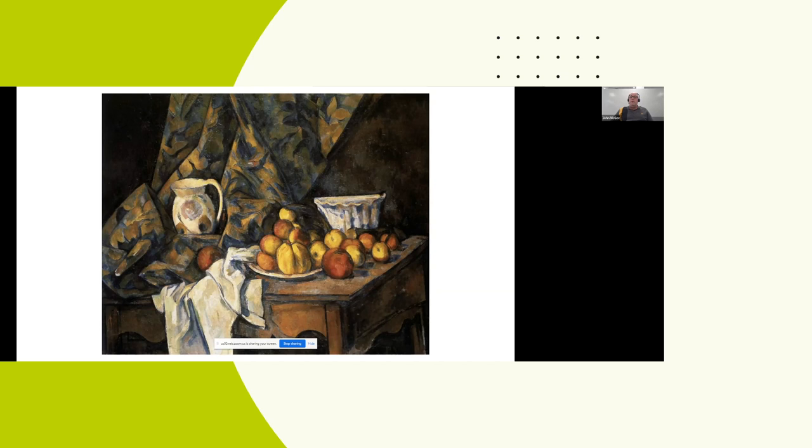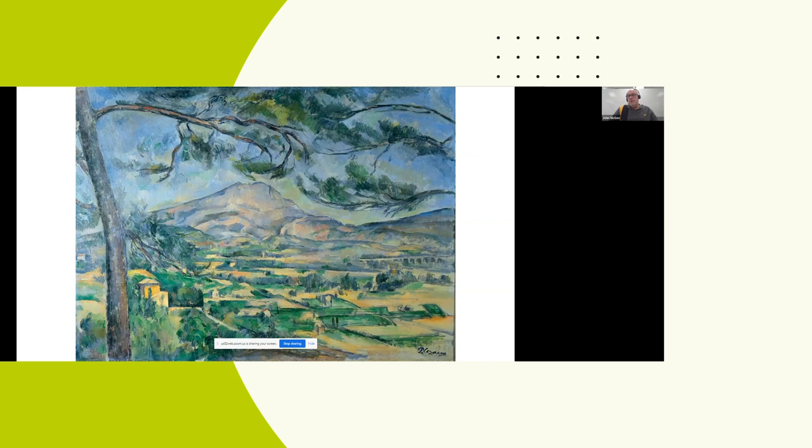So this is another Cézanne, Mount Saint-Victoire with large pine. And you can see the simplification techniques here, especially in the geometric shapes of the fields. As testers, we often use simplification techniques to break down complex requirements so we can test at a lower level. For automation, the simpler or lower down the stack the test is, the easier it is to debug and the quicker it is to run.